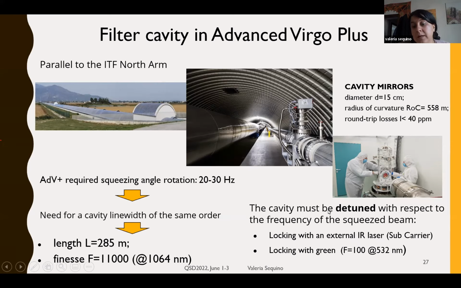The cavity, as I said before, to work and to have the squeezing angle rotation must be detuned with respect to the frequency of the squeezed beam, and then the locking of the cavity will be done using another infrared laser that we will call subcarrier, and we have also the locking with the green. That is a pre-locking of the cavity with a beam that has a lower finesse, because to lock a cavity with such a high finesse is more difficult.